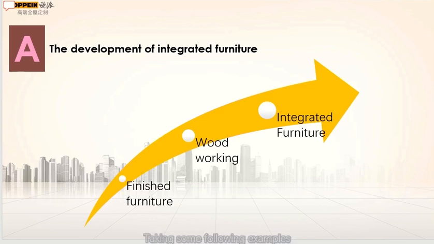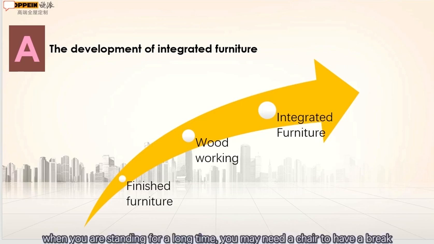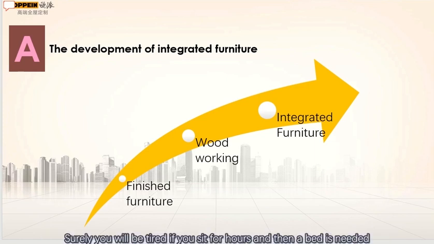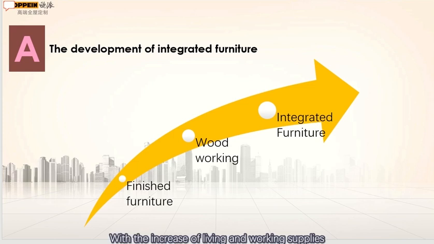Taking some following examples. When you are standing for a long time, you may need a chair to have a break. Surely you will be tired if you sit for hours, and then a bed is needed. House comes because there must be some spaces for our life and work. With the increase of living and working supplies, it is necessary to store them in different categories. Then, wardrobes and other cabinets appear.